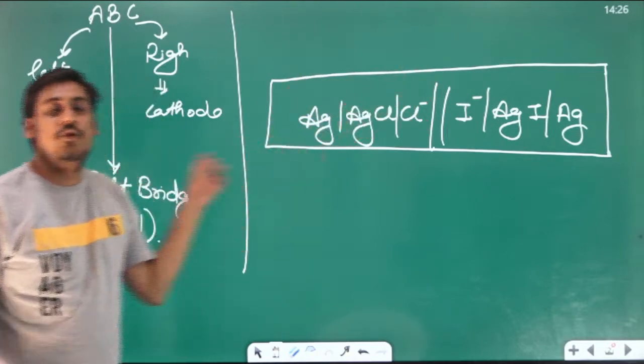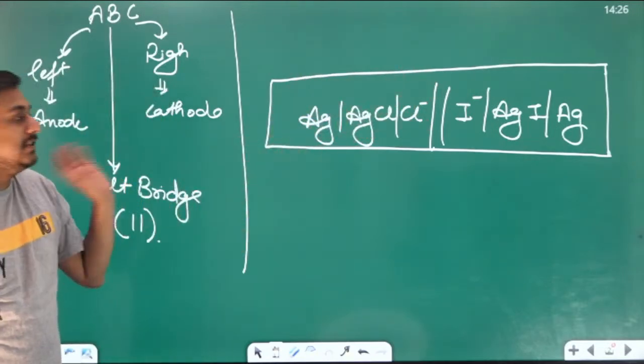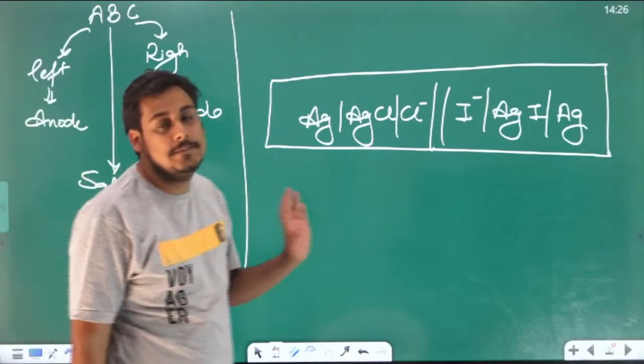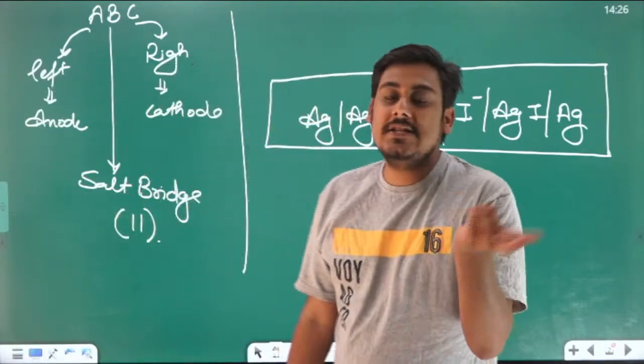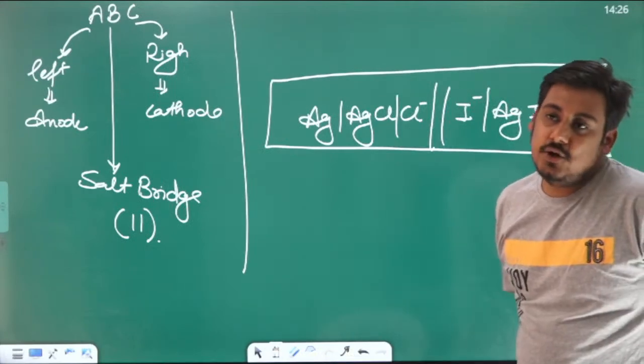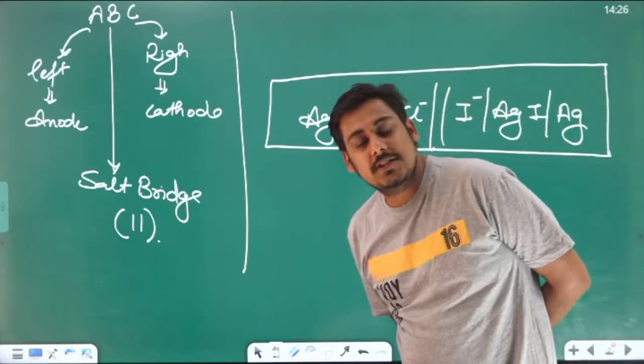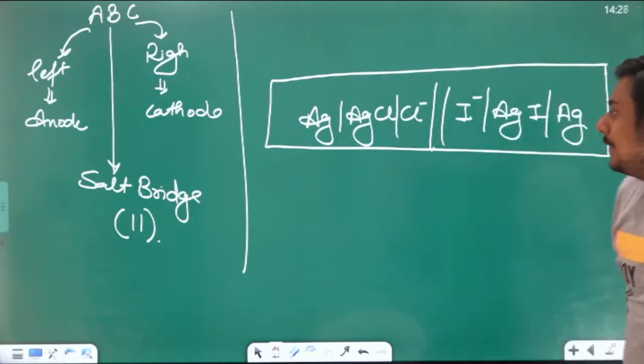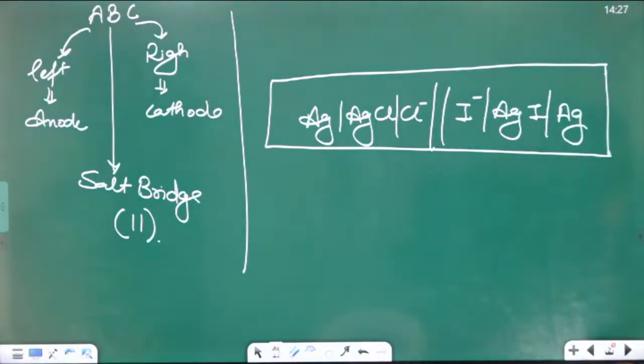Use that metal for finding the other reaction. This is a very simple method of finding out what is anode and what is cathode in a disproportionation reaction, which species is undergoing oxidation and which species is undergoing reduction. Easy. I will give you another question.